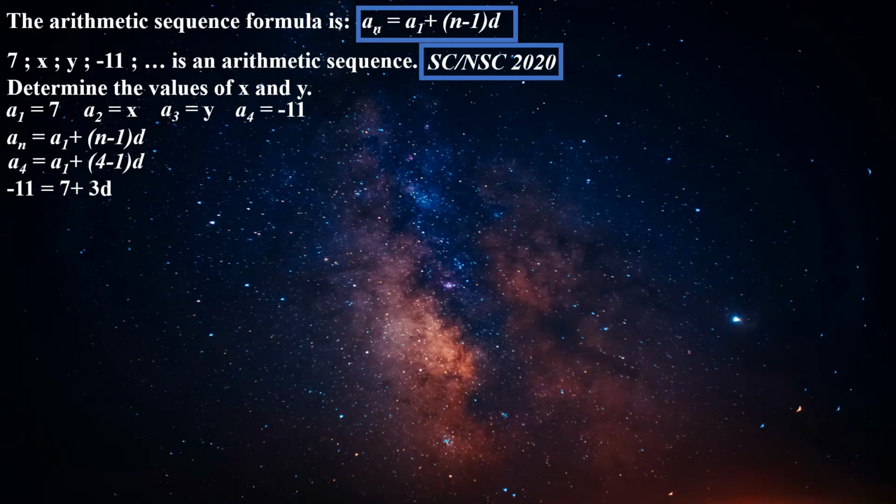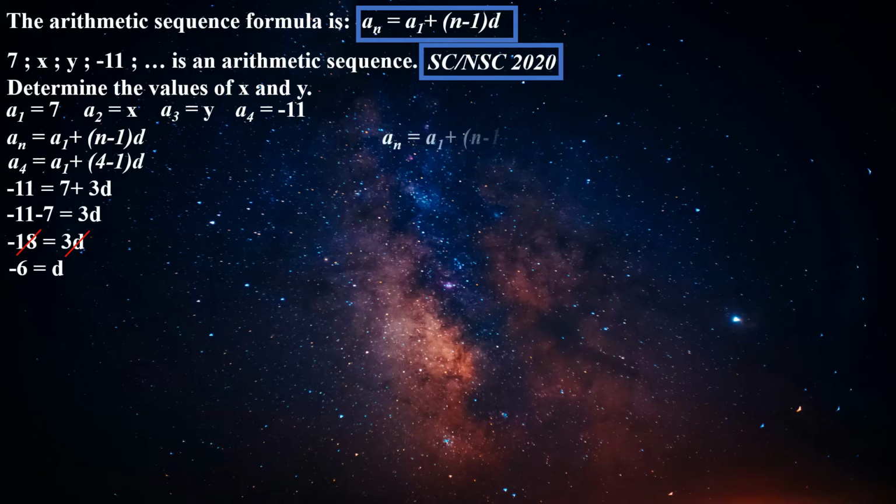So now what we're going to do, we're just going to subtract 7 on both sides, right? And if you do that, we're going to get negative 18 is equal to 3d. Divide both sides by 3, and we're going to get our answer is negative 6. So the common difference is negative 6. The common difference can be either positive or negative, right? Don't have to worry right there.